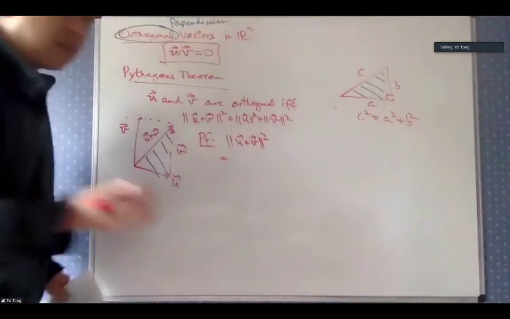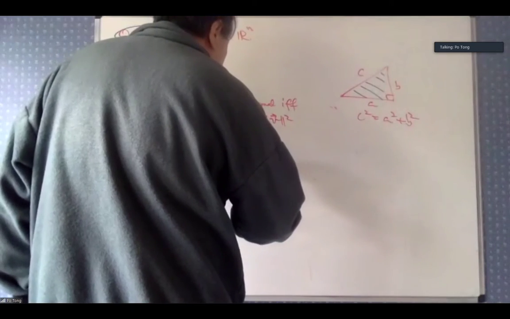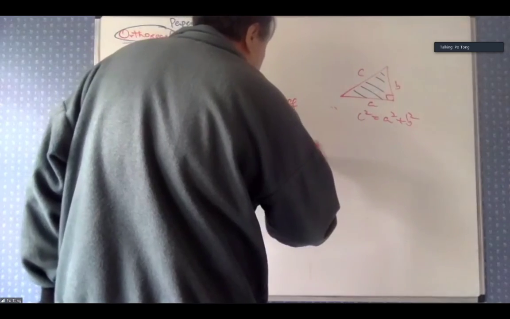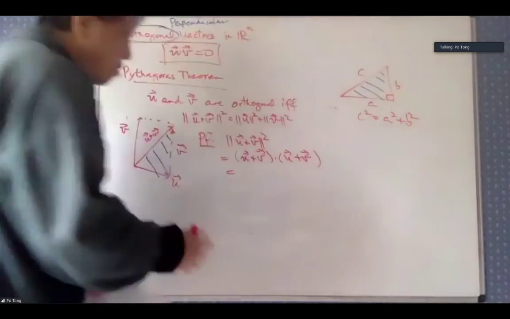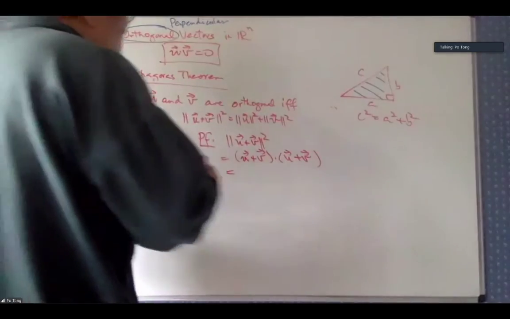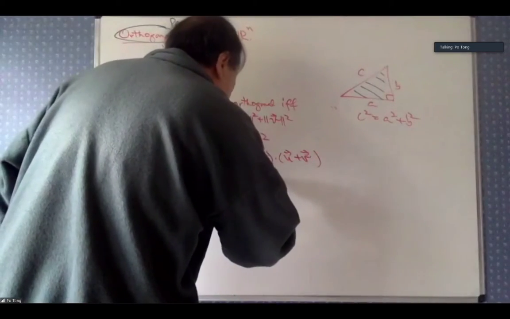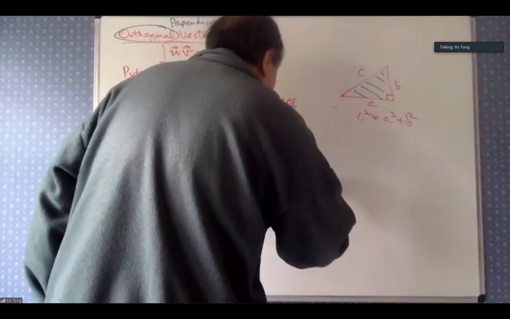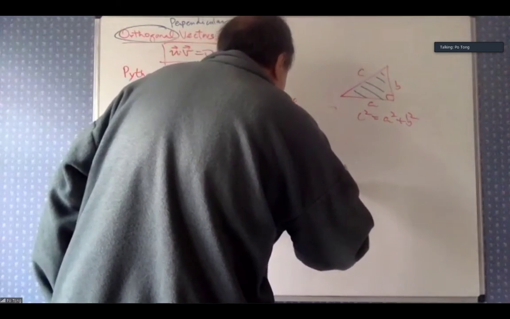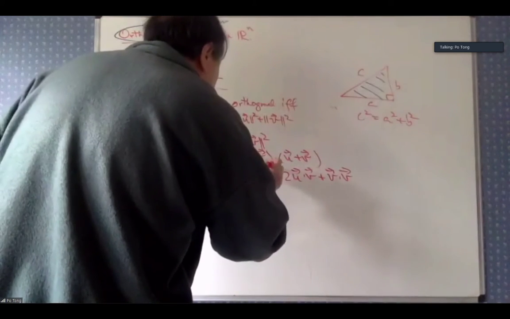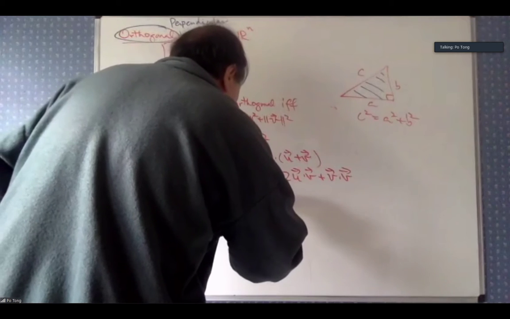The square of the norm of a vector is going to be equal to the vector dot itself. That's the definition of norm. Now you can just distribute this. When you distribute this, you will have u dot u plus 2 times u dot v plus v dot v. But this guy here is going to be the norm of u squared.